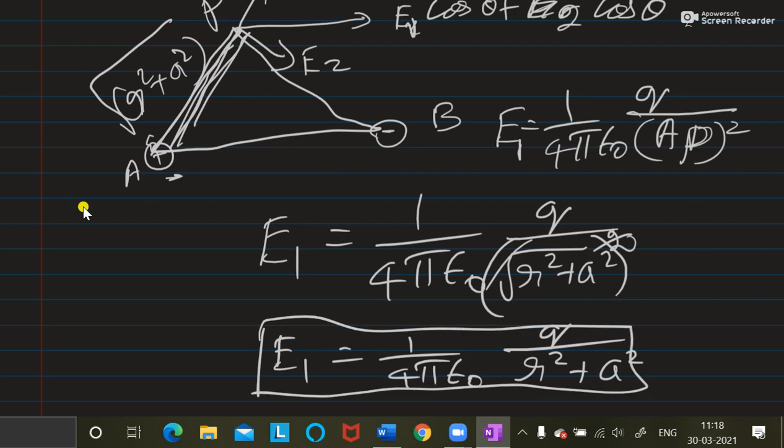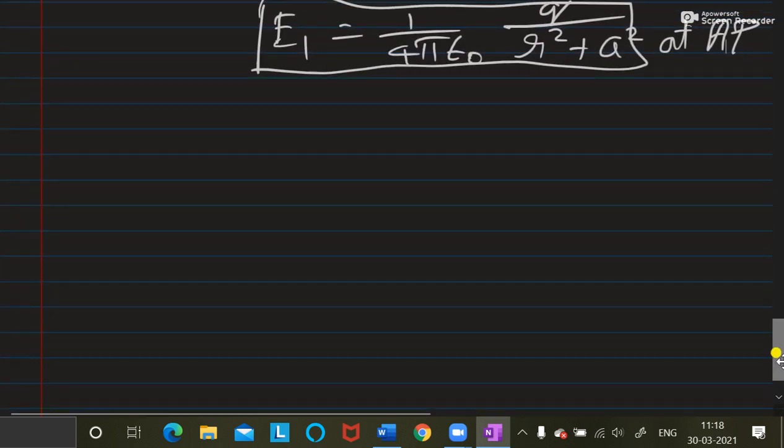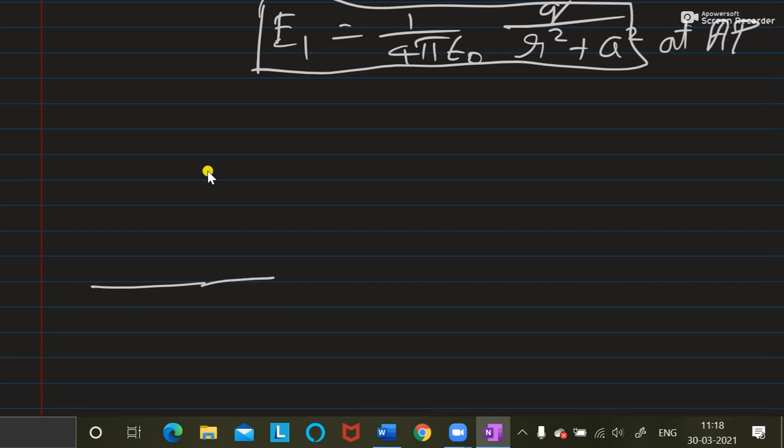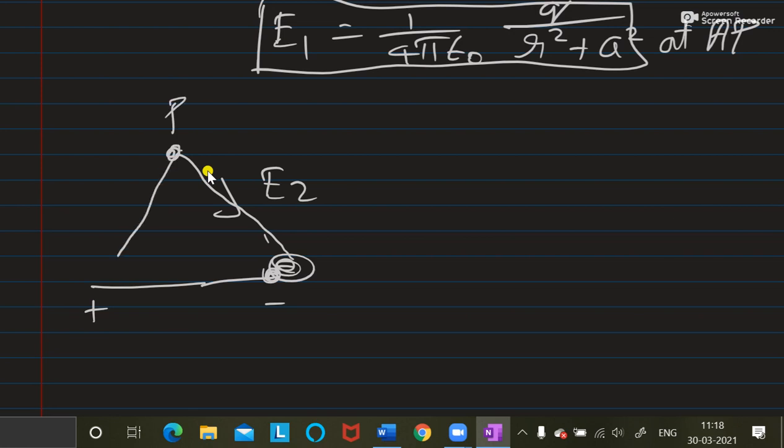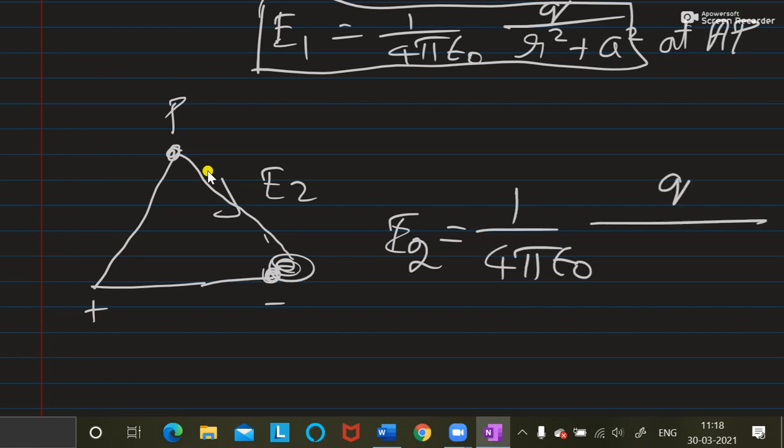E1 is produced due to the length of AP. Tell me how E2 is produced. Tell me the length for E2. E2 is going to be produced in its direction. This is going to be plus, this is going to be minus, and E2 is going to be produced due to minus, at the point P. You can tell me what the E2 value is. 1 divided by 4 pi epsilon naught Q divided by, tell me the distance. This is the question we have. What is E2?